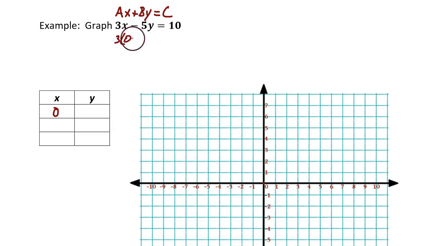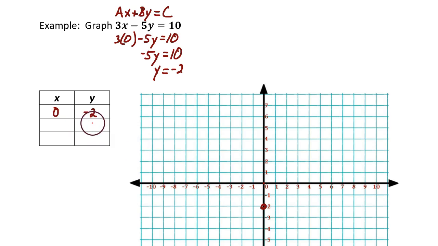3 times 0 minus 5y equals 10. 3 times 0 is 0. So this is the same as -5y equals 10. Divide by -5, and we get y is -2. 0, -2 is one dot on our line. That's located here on the y-axis.